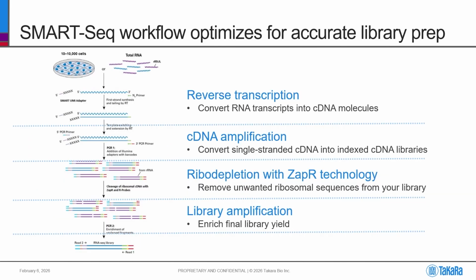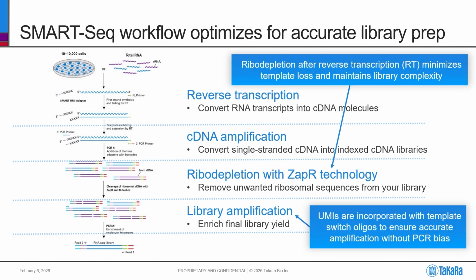The SmartSeq workflow is optimized for accurate and reliable library preparation, consisting of 4 key steps. First, reverse transcription converts RNA into cDNA using template switch oligos, providing strand specificity and incorporating UMIs to minimize PCR bias. Next, cDNA amplification generates index libraries which are then depleted of rRNA reads using ZAPR technology, ensuring high-quality informative sequencing data while maintaining the complexity of the samples.